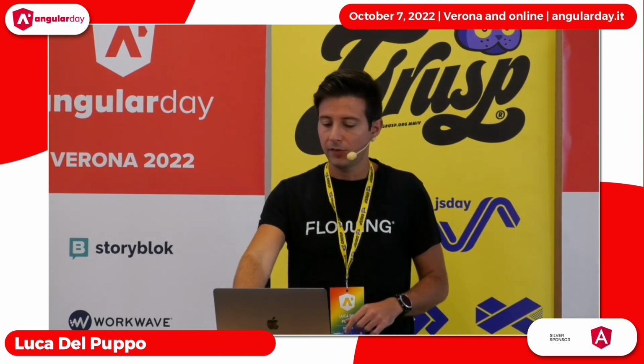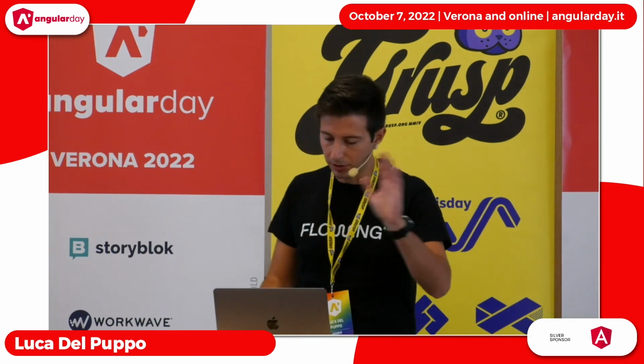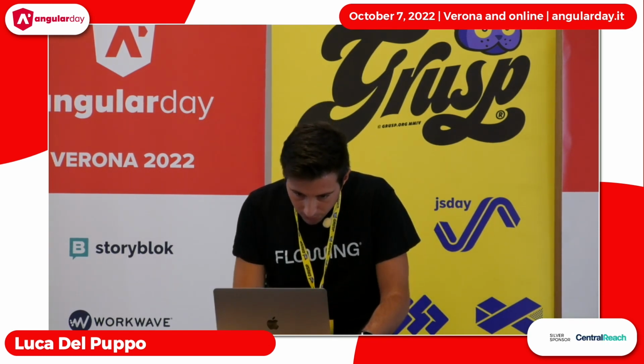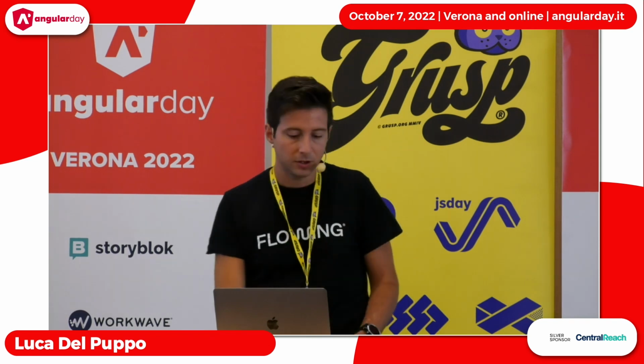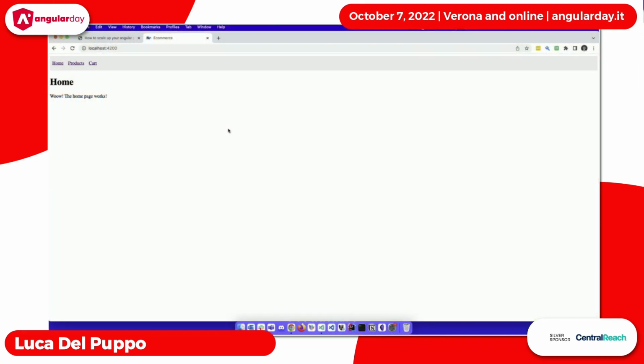Okay, my demo. The demo is very easy. This is my beautiful e-commerce application. There are 3 pages, and every page is an Angular component. Every page is in a library. There are two kinds of library. Home and cart are workspace libraries, and the product library is a buildable library. So this is my beautiful application.